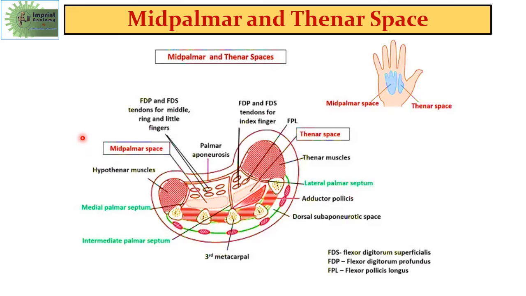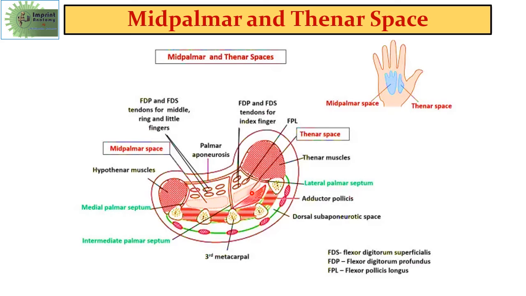So this is about the mid-palmar space. We have seen on this diagram the boundaries of the mid-palmar space. You can see over here, this is the mid-palmar space region and this is the boundary. This is the anterior one, this is the posterior one, this is the lateral boundary and this is the medial boundary. So let's see the boundaries of the thenar space.